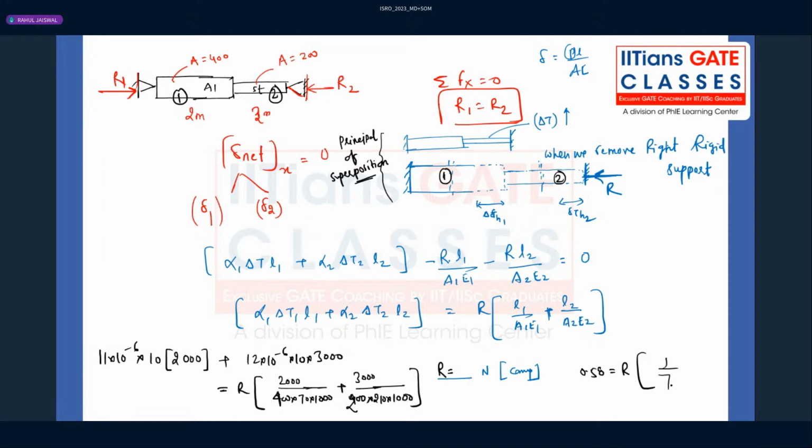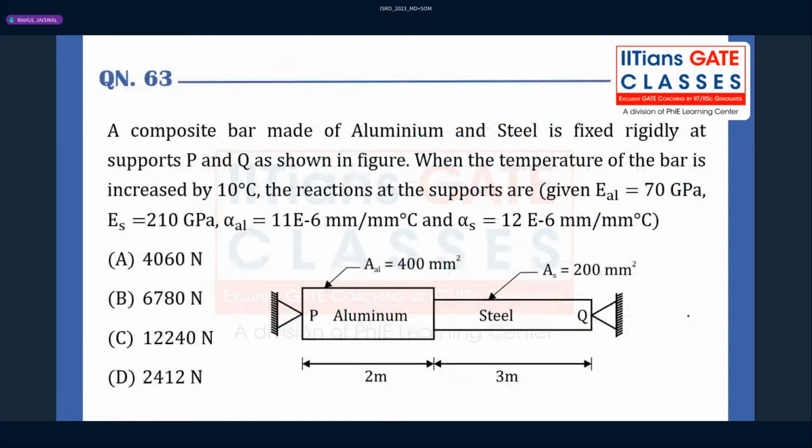We are getting 1 upon 7000. So from here R will be 7000 into 0.58, 4060 Newton. That is the reaction force, and that will be the same.